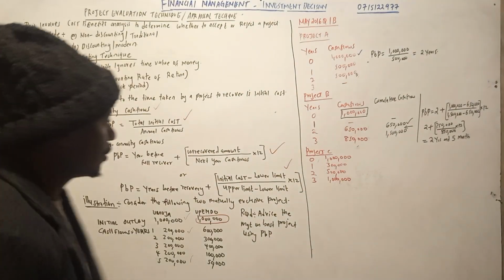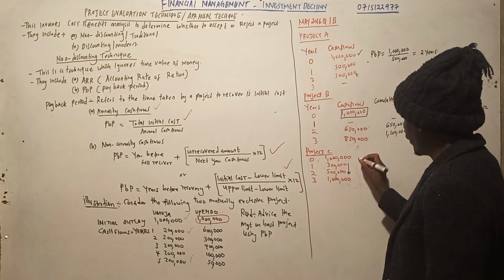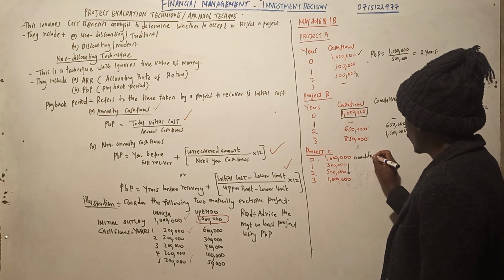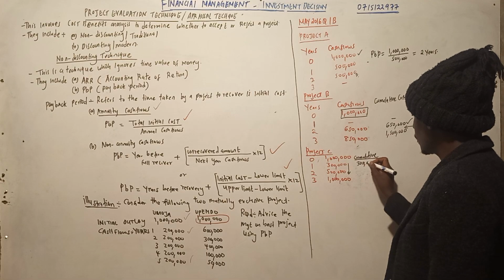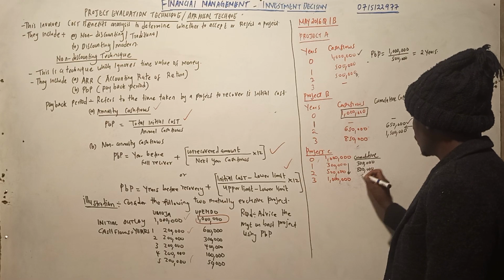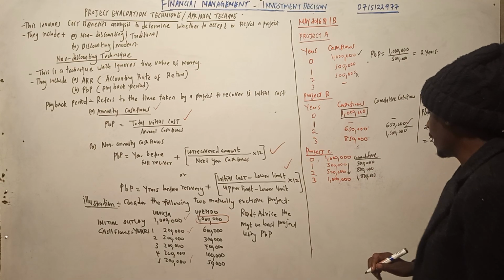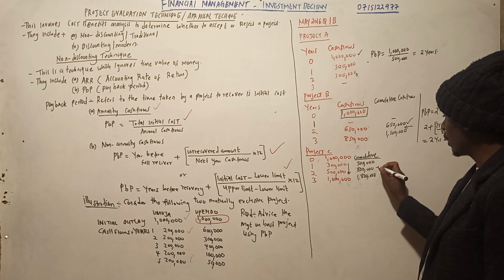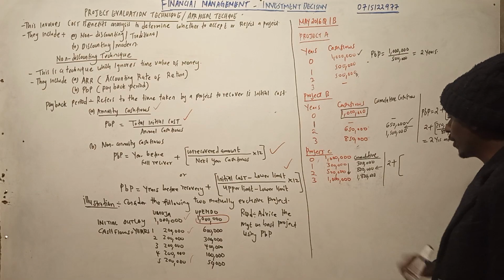So let us see. Because the cash flows are not the same from here downwards, we need to find the cumulative. So this one will be 300,000 plus 500,000, which is 800,000. Then that one will be 1,800,000. So the year of recovery is year 2. So we say it is 2 plus the fraction of the year of recovery.